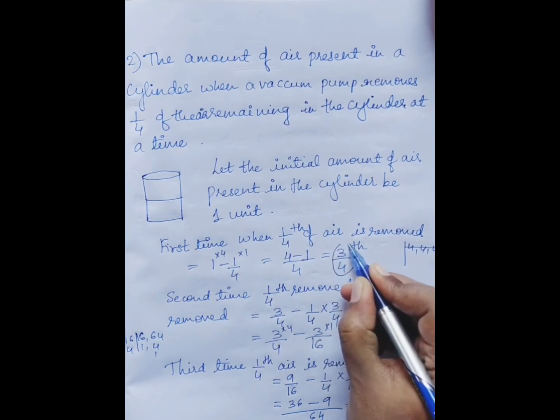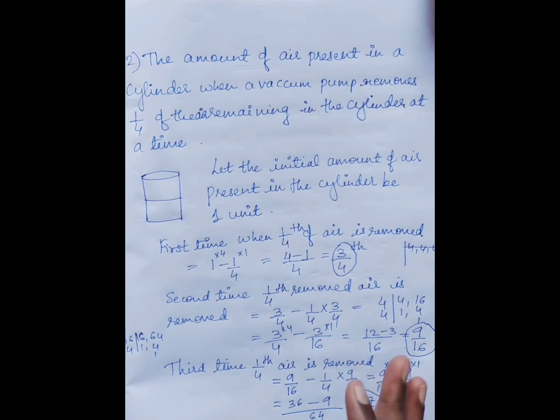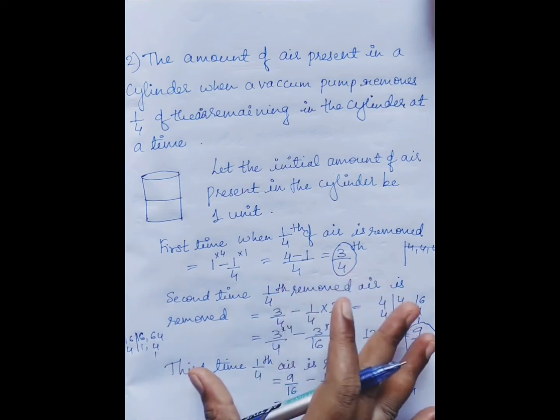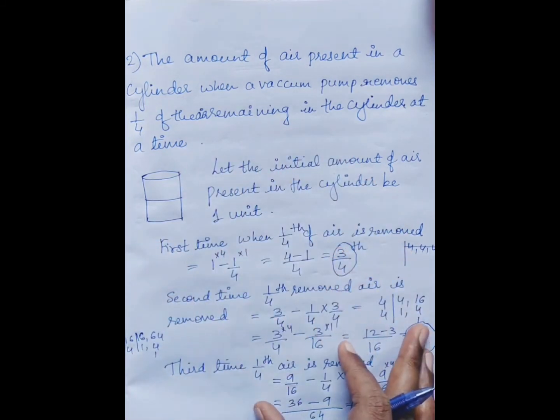See, it is 3/4, 9 by 16 and 27 by 64. So the common difference is not the same. So what are you going to say here? Hence, the numbers do not have the same common difference. It does not form an AP. The solution does not form an AP. So according to the question, it is not an AP.